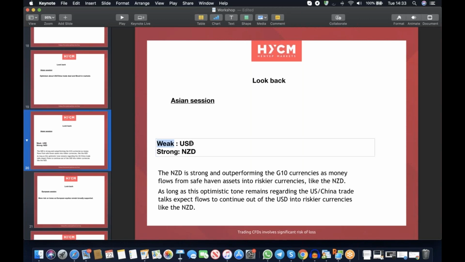What we had is we had weak US dollar and strong New Zealand dollar. And the New Zealand dollar was just strong because it was outperforming all the G10 currencies, as it's a clear risk-on currency. It's one of the high beta yielding currencies, so it tends to attract inflows when market participants want to pursue risk. You're going to see New Zealand dollar and Australian dollar appreciate, and that's exactly what we had. And the flows were moving out of the US dollar into the New Zealand dollar.